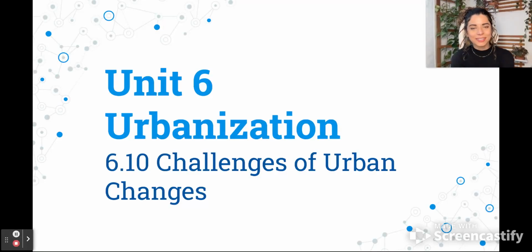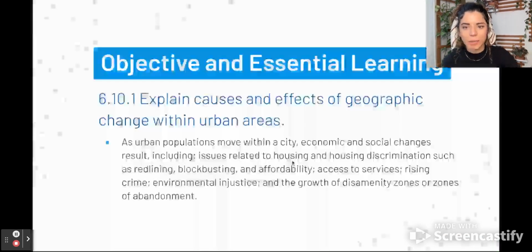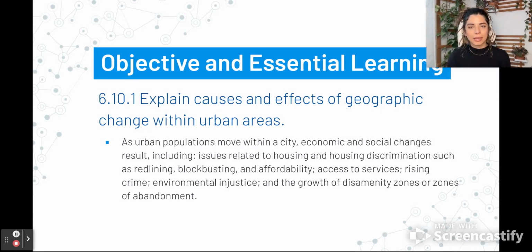Hey everybody, so we are nearing the end of Unit 6. Today we're going to be looking at 6.10 and we're actually splitting this into two videos. So for today, we are going to be focusing on being able to explain the causes and effects of geographic change within urban areas. I'm going to be focusing on the first part, which talks all about how urban populations move within a city, economic and social changes result.